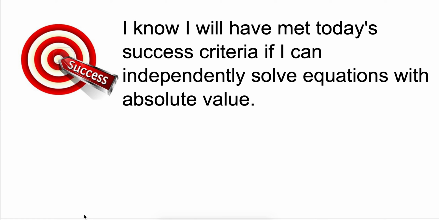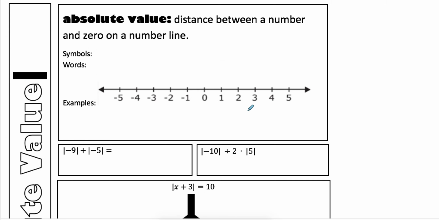So today, we can be successful if we can independently solve equations with absolute value. So what is absolute value? Well, absolute value is the distance between a number and 0 on a number line. Okay? Number and 0, and it's the distance. What's fun about absolute value is that there are no negative numbers in absolute value answers.